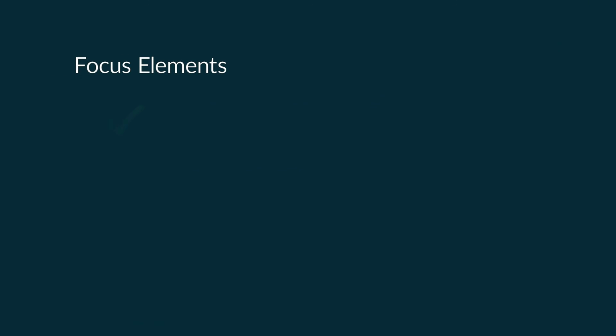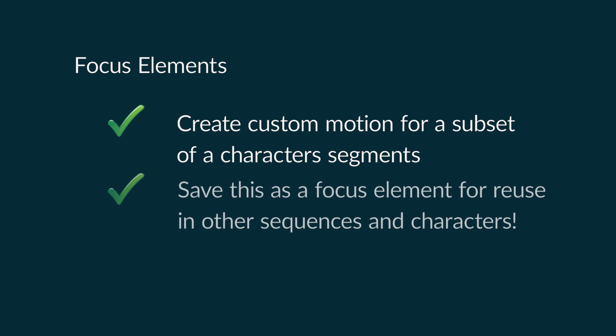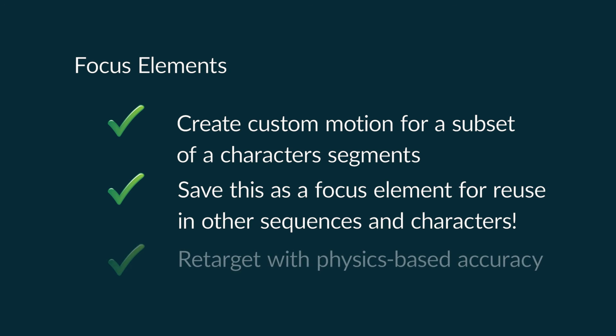In summary, we've shown how focus elements can be used to create motions specific to a subset of segments within a character. Whether it is a customized nod, limp, or arm motion, or something else, the focus element can be retargeted for use with other gaits or characters, optimizing the reuse possibilities.